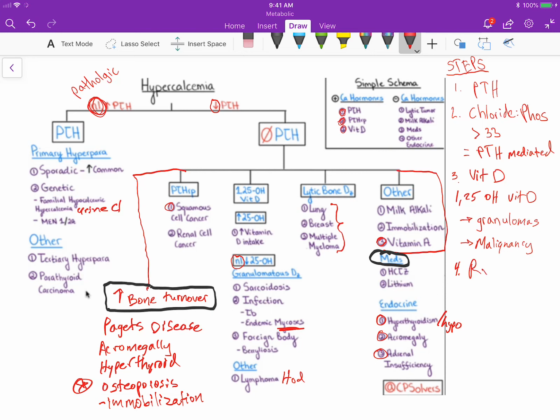So endocrine and other endo conditions, and depending on what you suspect, then you should be ordering tests that follow, like we talked about. If you're suspecting the familial hypocalciuric hypercalcemia, get the urinary chloride. If you're suspecting granulomatous disease, then start your vitamin D workup, and so on and so forth. Get a parathyroid related peptide test.